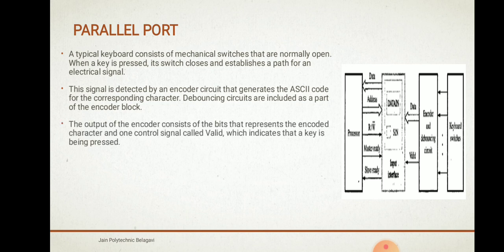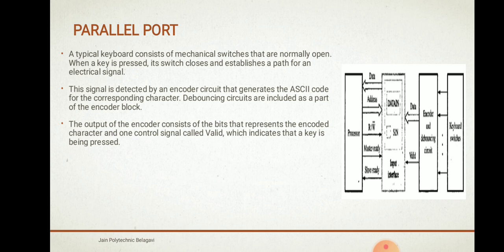Now whatever ASCII code is generated for a character is the output of the encoder. It consists of the bits that represent the encoded character and one control signal called valid, which indicates that a key has been pressed. What it means is, whenever a key is pressed, it will generate a signal as well as an ASCII code of the corresponding character.